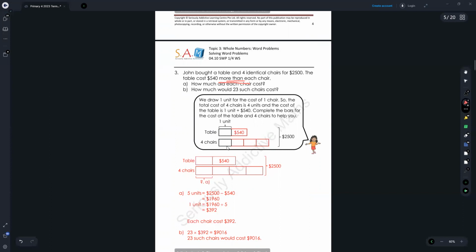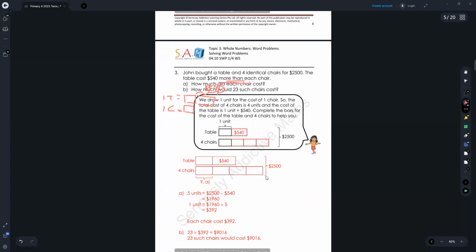Because the chair is 1 unit. All right, so you start off by drawing this portion, one table, one chair. Show them first. So one chair is 1 unit, the smaller one, and the table would be 1 unit plus 540. So draw this so-called legend first, and after that you can draw the table, right? So one table is 1 unit plus $540.